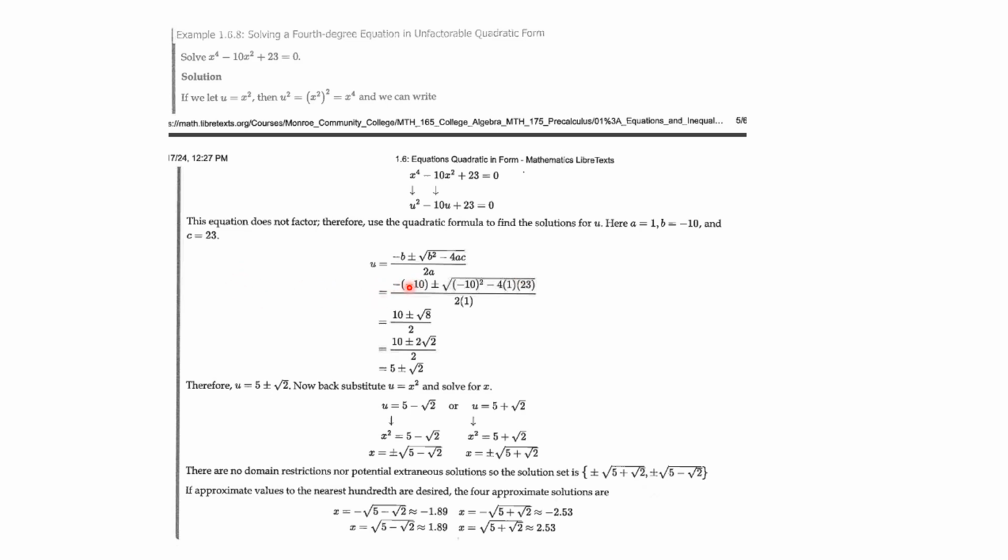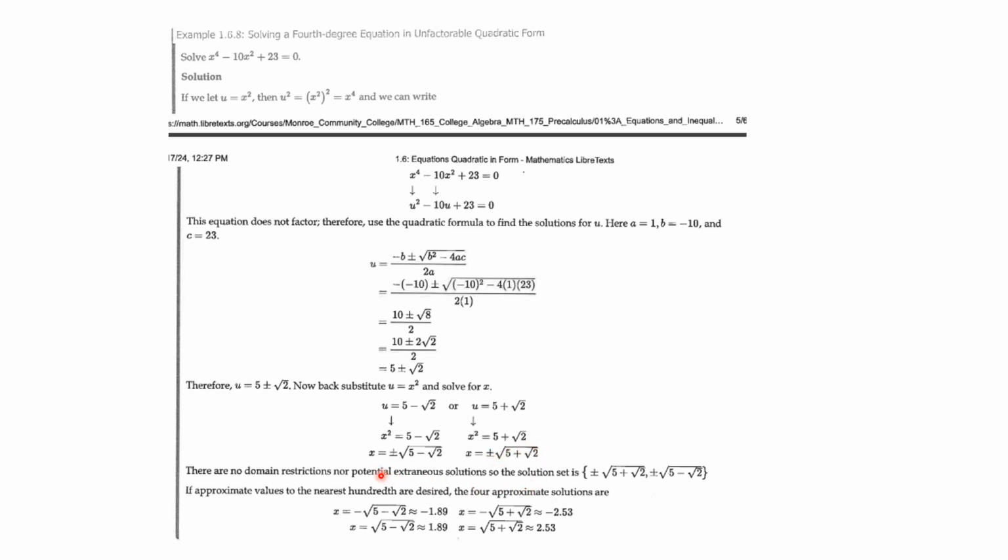Here a is 1, b is minus 10, and c is 23. So u is equal to minus b plus or minus the square root of b squared minus 4ac, all over 2a. So we get that u is equal to 5 plus or minus the square root of 2. But now we're going to substitute back, and so we will find that u equals 5 minus the square root of 2, or u is equal to 5 plus the square root of 2. But that means that x squared is 5 minus the square root of 2, or x squared is equal to 5 plus the square root of 2.